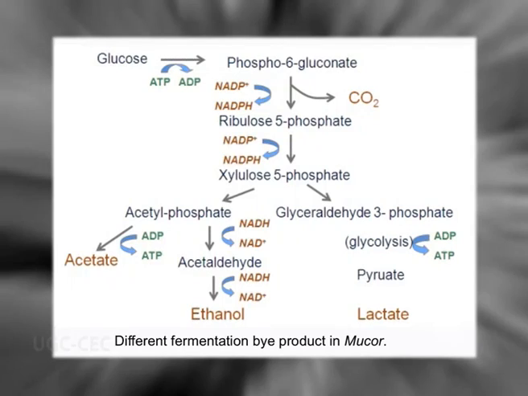Now another very interesting point, it shows typical glucose metabolism, producing phosphogluconate, producing xylulose 5-phosphate, and from there they can produce acetate, ethanol and lactate. So these are typical fermentation end products of glucose carried out by Mucor. So that way Mucor may be industrially important because it produces organic acids or ethyl alcohol. But of course that is a separate story altogether.